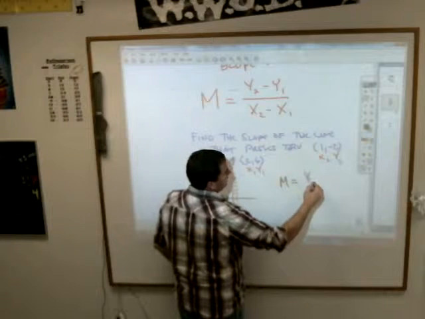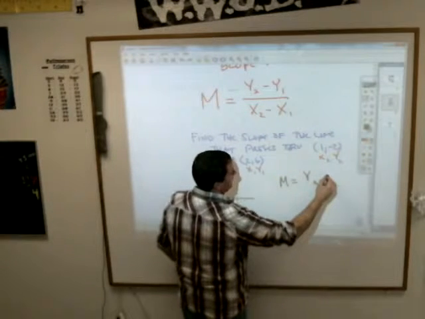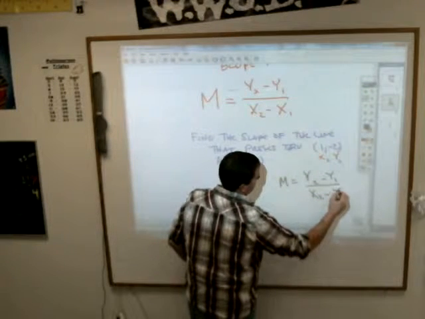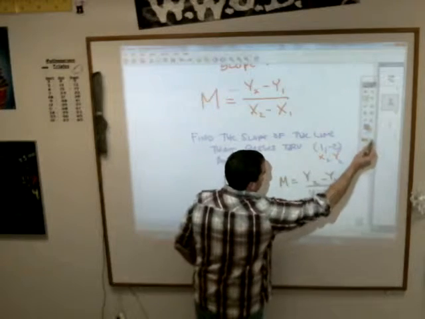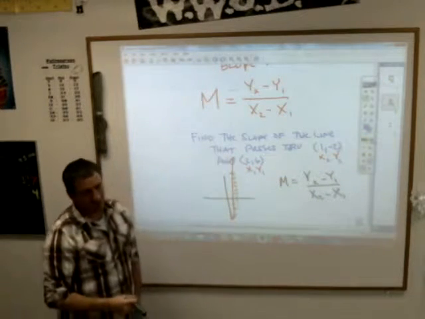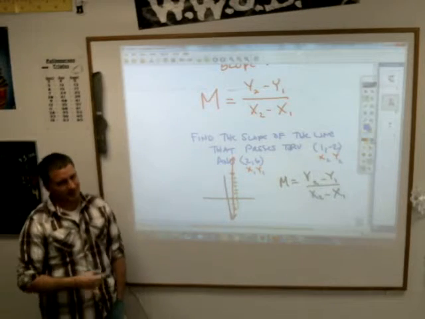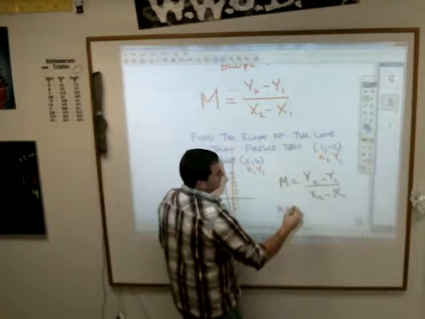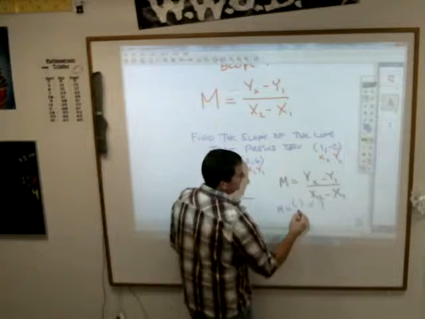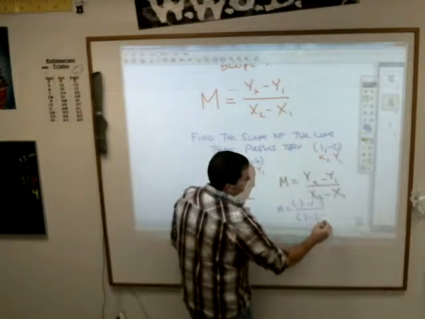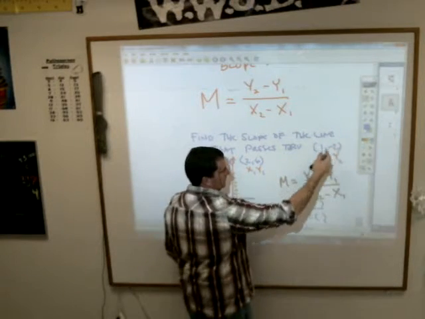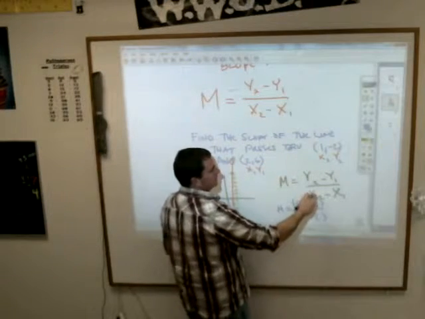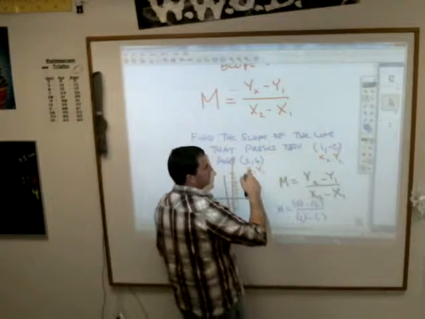Here's my little formula: y2 minus y1 over x2 minus x1. Because you're going to want to do this in your head, I strongly recommend that you use some parentheses. M equals parenthesis minus parenthesis over parenthesis minus parenthesis. y2 we picked negative 2 to be, y1 we picked 6 to be. x2 we picked 1, x1 we picked 2.